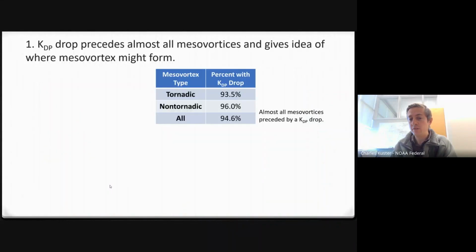But we found that this signature was interesting because one of these preceded almost every single mesovortex that we looked at. Right around 95% of our mesovortices were preceded by a KDP drop. Now, that's tornadic and non-tornadic, both had really high numbers. So I'm not necessarily saying, okay, I see a KDP drop, it's going to be a tornadic mesovortex. It's more like, okay, I see a KDP drop, maybe there's going to be a mesovortex soon.